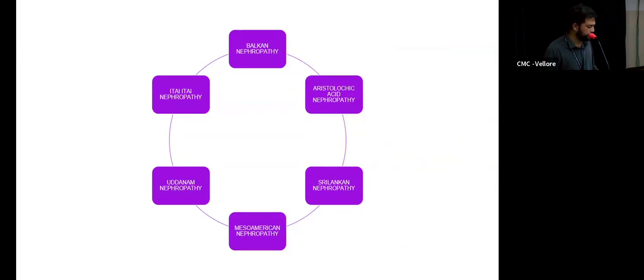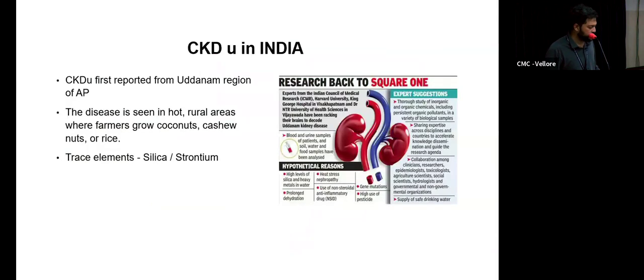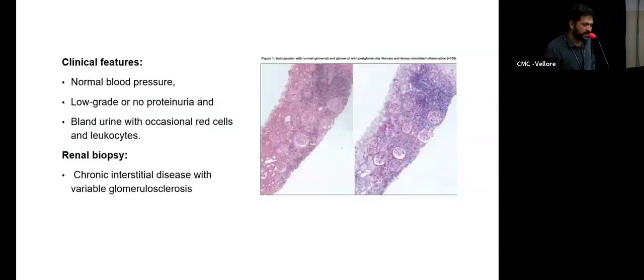I'll talk about that. CKDu in India, the first case was reported in Uddanam in AP, and the disease is seen in hot rural areas where farmers grow coconuts, cashew nuts and rice. Trace elements, silica and strontium have also been implicated. Such patients usually have a normal blood pressure, as in most cases of CIN, and low or no proteinuria, with nothing to show in the urine, and renal biopsy showing chronic interstitial disease with variable glomerulosclerosis.